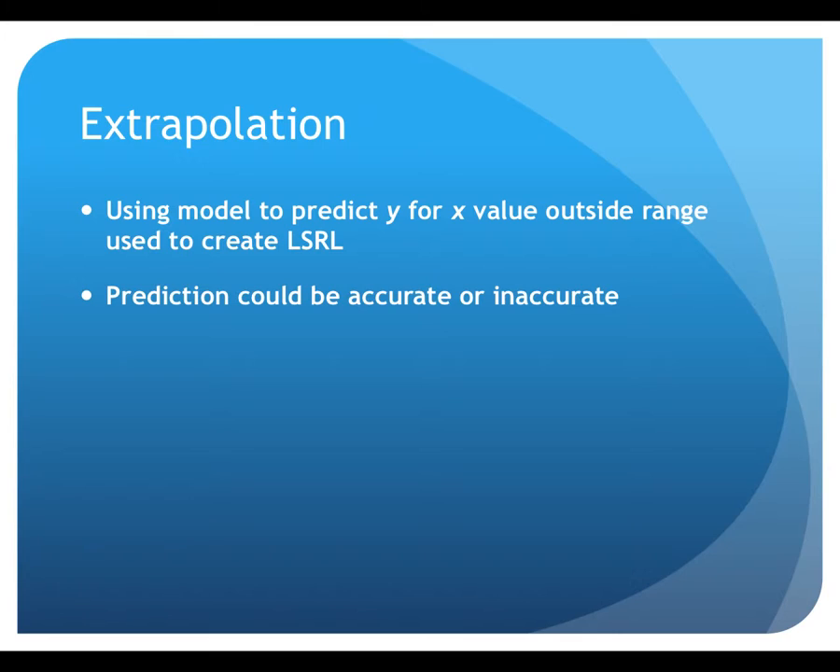Extrapolation, this we already talked about. It's when you predict y for an x value outside of the domain that is used to create the least squares regression line. The danger here is you're not sure if your pattern extends that far, so you could end up with a prediction that is really accurate, but we're not sure if it will be or not.